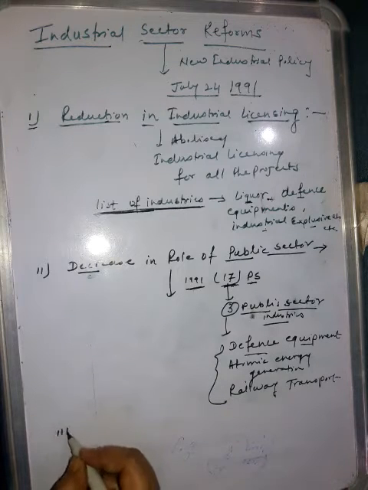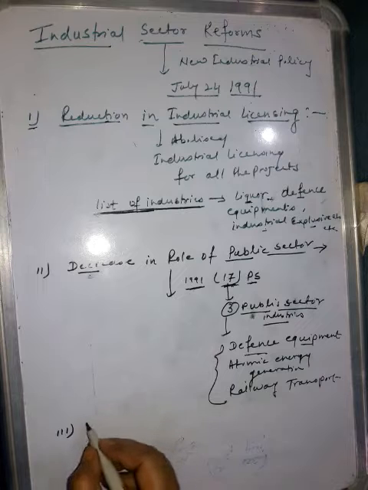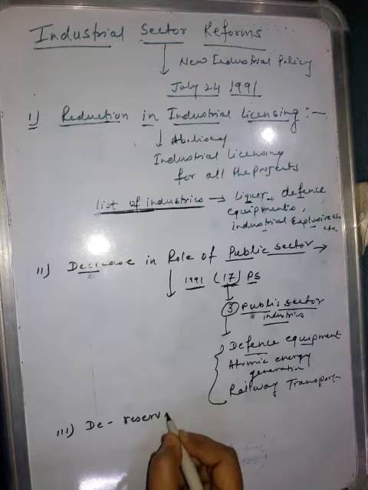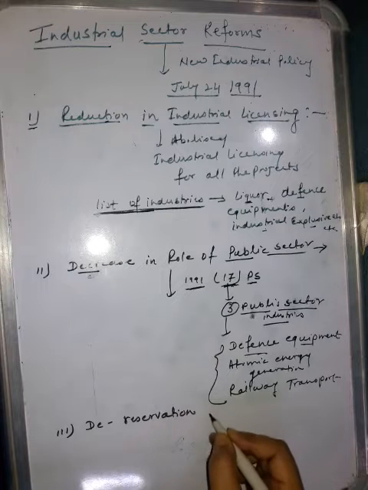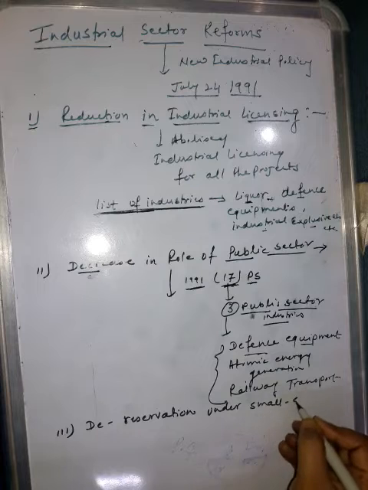The third reform started by the government is de-reservation under small scale industries.